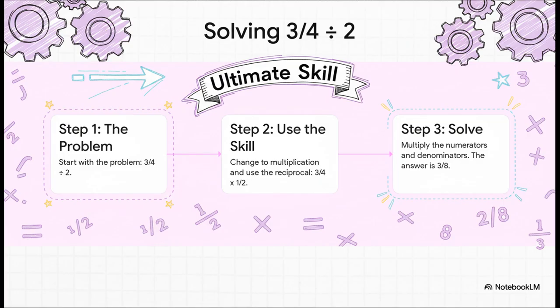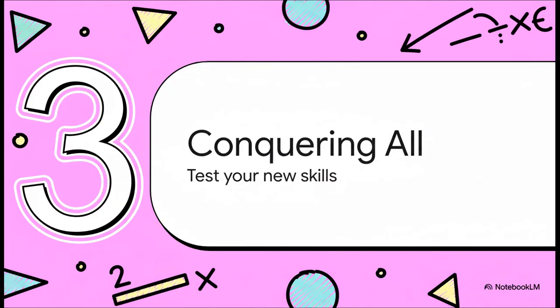You just multiply straight across. 3 times 1 is 3, and 4 times 2 is 8. Our answer is 3/8. See? A tricky division problem just became easy multiplication. All right, you're doing great.